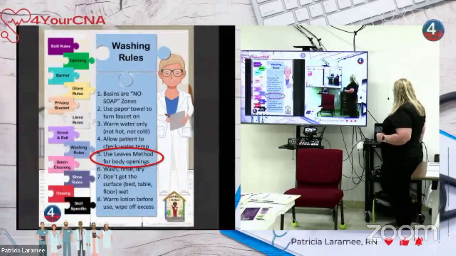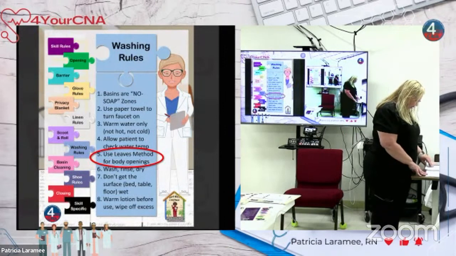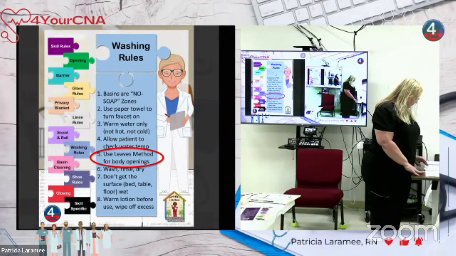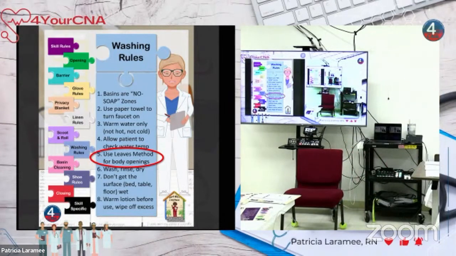So let's learn about the leaves method. This in your skills book is going to be on page 85. Now, if you look on page 85, you see something that should look pretty familiar to you. Our chain of infection.